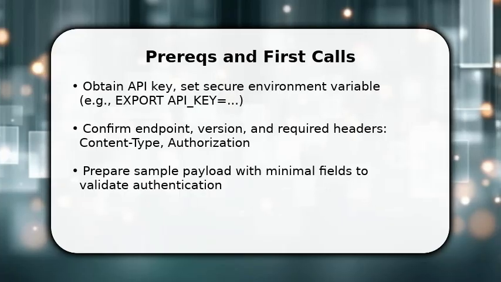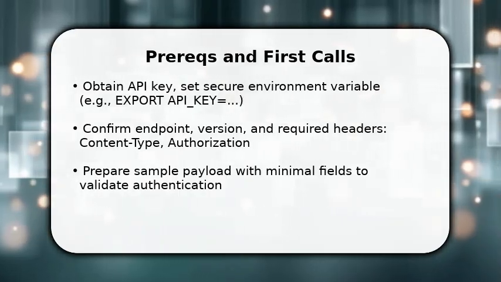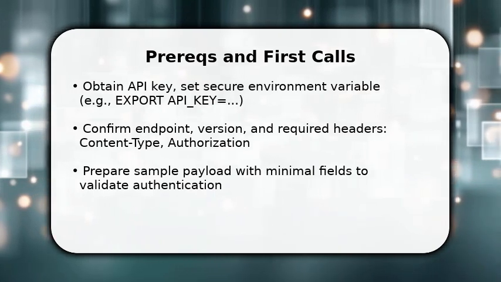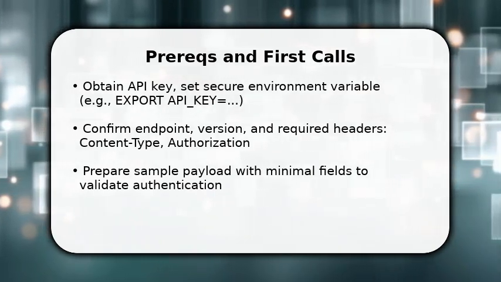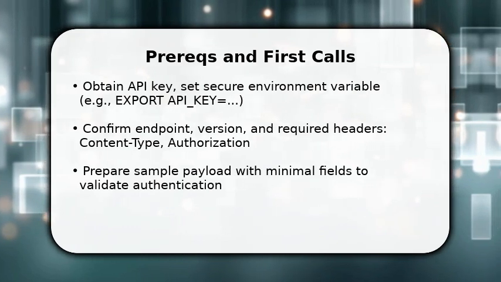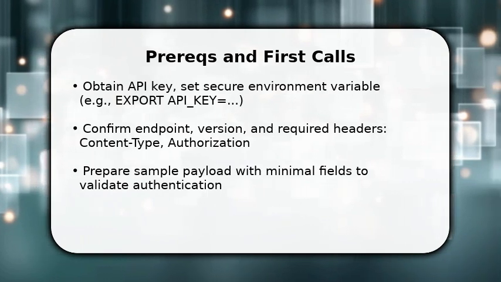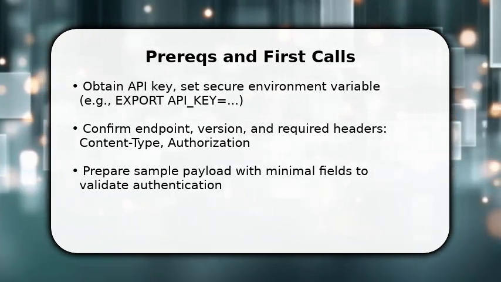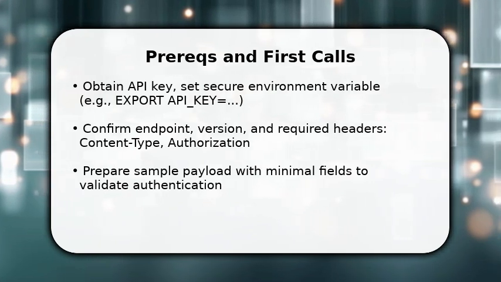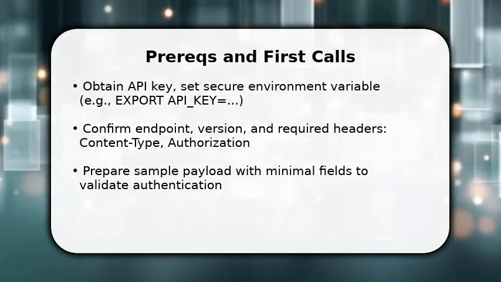You start by ensuring you have the API key and required endpoint. Set the key as an environment variable so scripts don't leak credentials. Next, craft a minimal request, correct method, headers including authorization, and the smallest valid payload. Run this first call to confirm authentication and basic response shape.